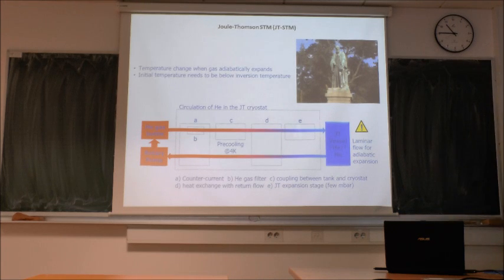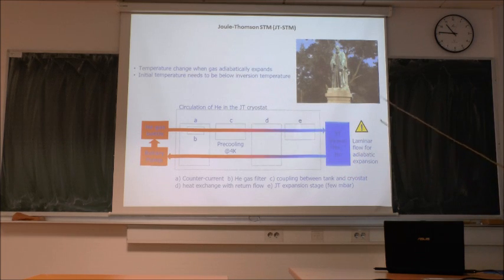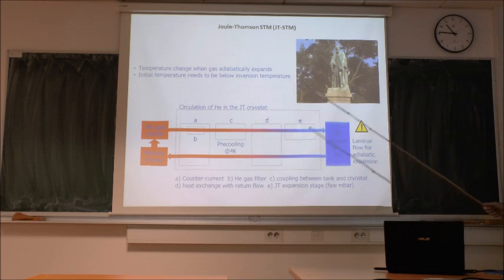Okay, so why is this STM so special? It's because it works on the so-called Joule-Thomson effect. Everybody knows this effect; it's the effect that your refrigerator works on. The basics: the temperature of your gas or your liquid will change when it adiabatically expands. This means you have a gas at some starting temperature, and if you expand this gas, you will lower the temperature. This is how the refrigerator works, this is how liquefiers work, and this is basically how our microscope works.